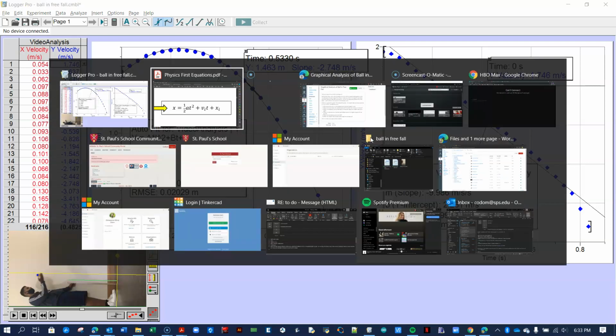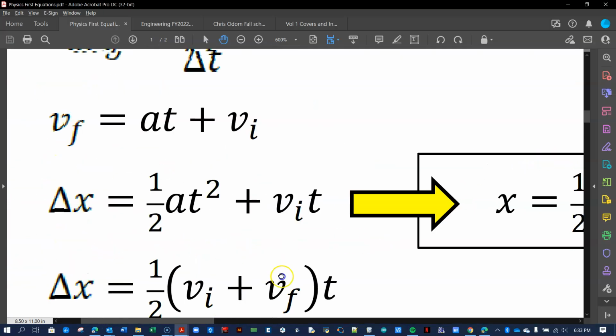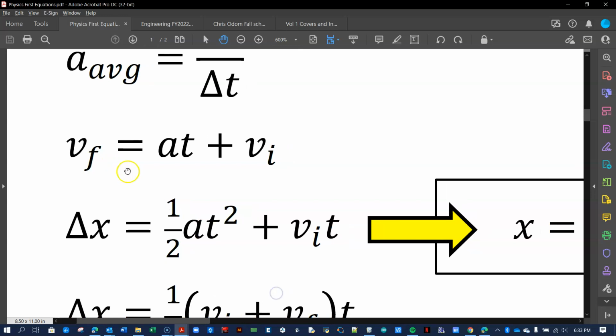So if we come over here to our equation sheet, here's another way you can figure it out. What are we graphing? We're graphing velocity versus time, and this has the form of y equals mx plus b: y equals some slope times some variable x, plus some y-intercept. So if you match this physics equation with y equals mx plus b, then the slope is a and the y-intercept is vi.